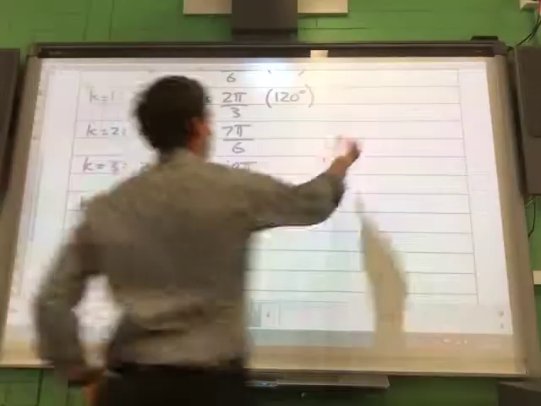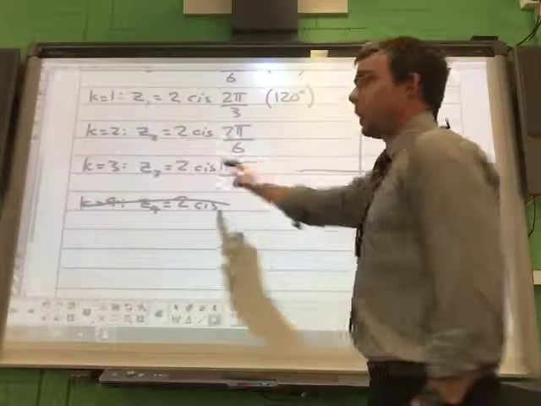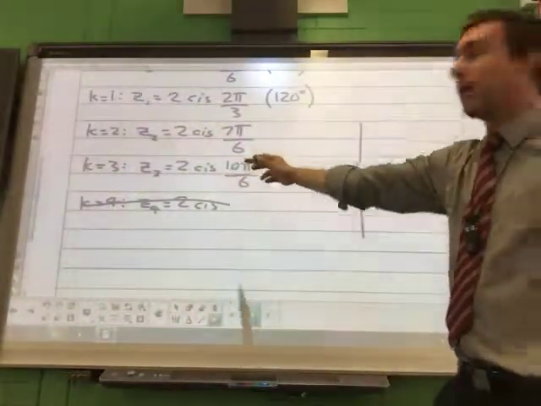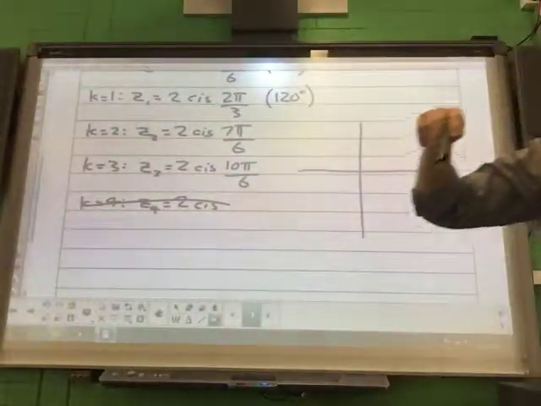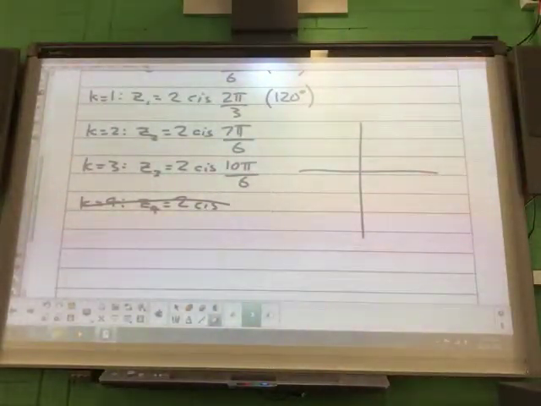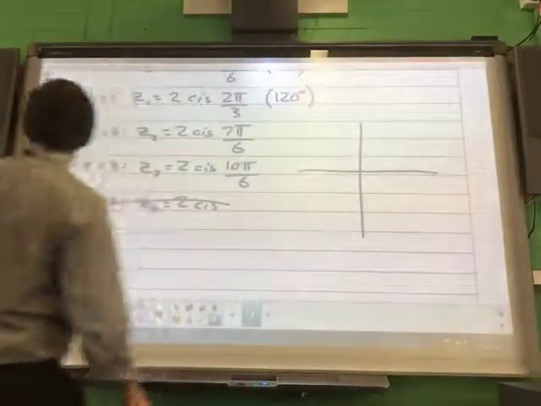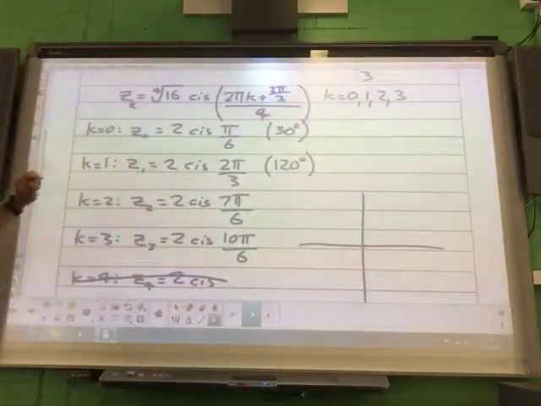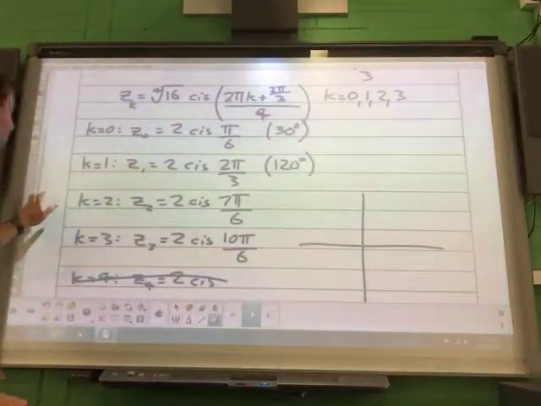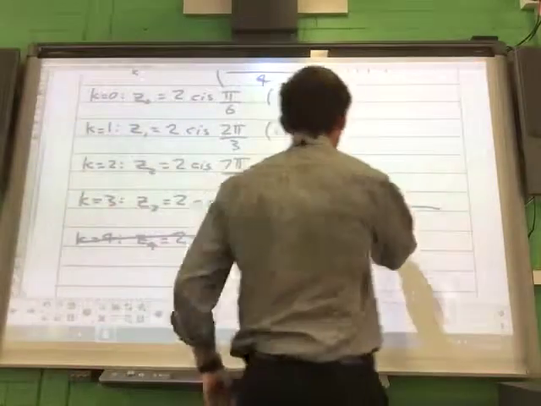So I've shown you how to go from a polar form back to a complex number form with the real and imaginary part, by evaluating the angle in each of the quadrants. So what we're saying is that the modulus is 2 and the first one's at 30 degrees or pi on 6.